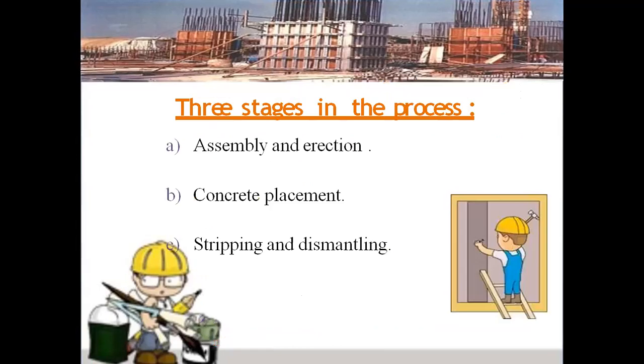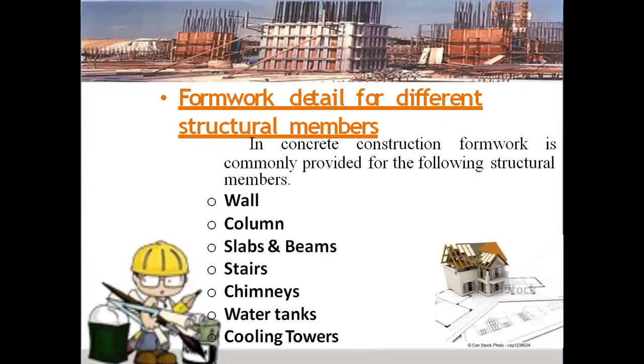There are three stages in the process: assembly and erection, concrete placement, stripping and dismantling. So, the formwork detail for different structural members. In concrete construction, the formwork is commonly provided for the following structural members: for wall, column.